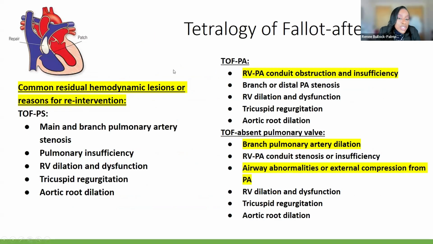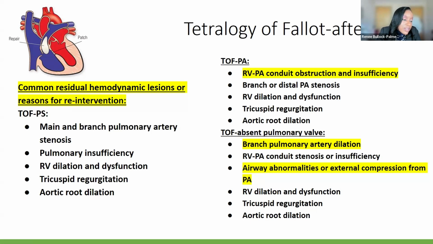So, moving on to tetralogy of Fallot. This is the largest population of patients that we will see as adult cardiologists in our clinic, and it's very important that we understand what complications can happen over time in this patient population. The most important and most common complication is pulmonary valve regurgitation, right? Because remember with tetralogy of Fallot, the pulmonary outflow is quite stenosed, there's right ventricular hypertrophy, and they have that VSD.